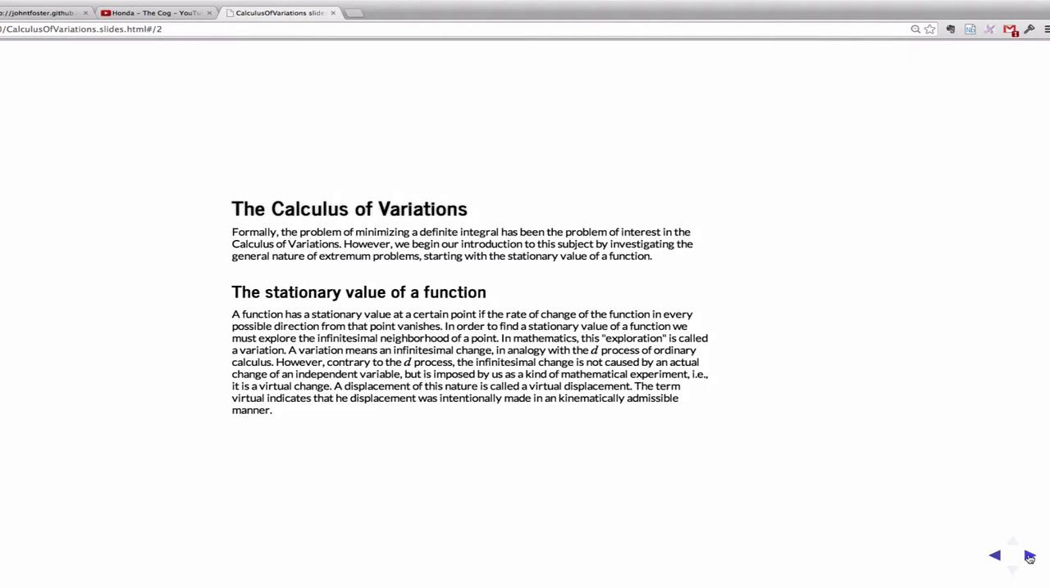So basically, the stationary value of a function is where the rate of change in any possible variation is zero. Okay, that would be a stationary value. The easiest example I like to think of here is a marble in a bowl. It's obvious where the stationary value of that marble is. It's at the bottom of the bowl, because if I move it in any direction, then the rate of change is basically zero, if I make any infinitesimally small motion.